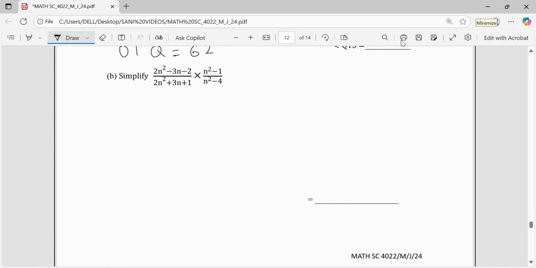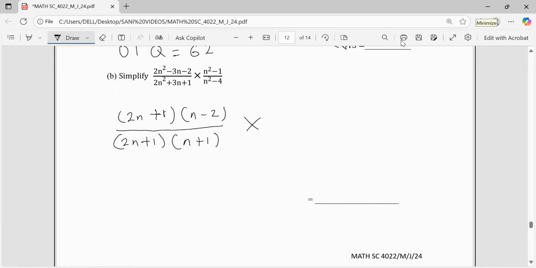This will give us 2n plus 1. This is a quadratic expression. When you factorize it, you have n minus 2. Then the denominator there, 2n squared plus 3n plus 1. When you factorize this, we have 2n plus 1 divided by n plus 1 and times n squared minus 1.